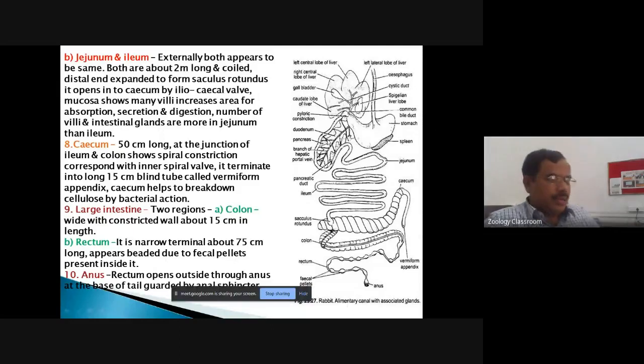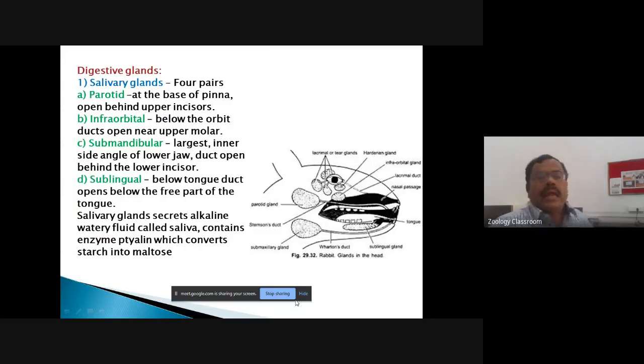Now, further come to the very first digestive gland, that is, the salivary glands. See here another figure which shows a section of the head showing the internal structure. Okay, can everyone see the figure?